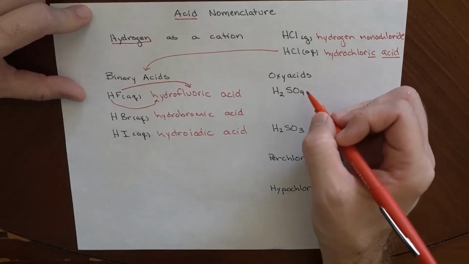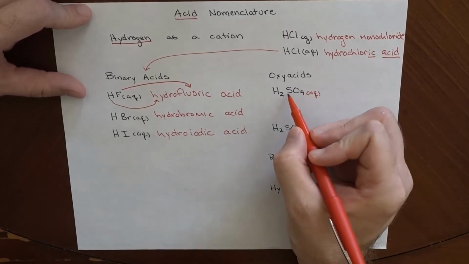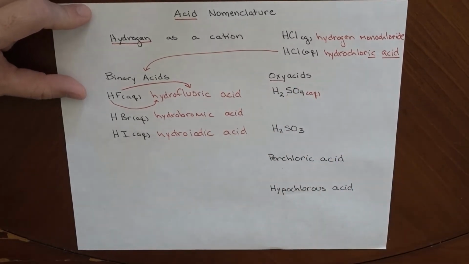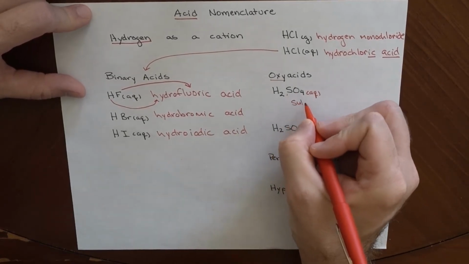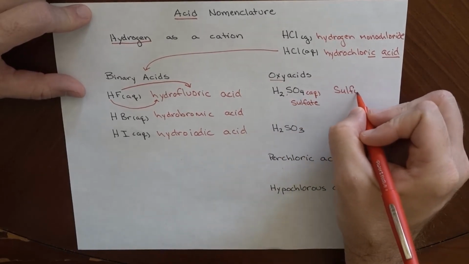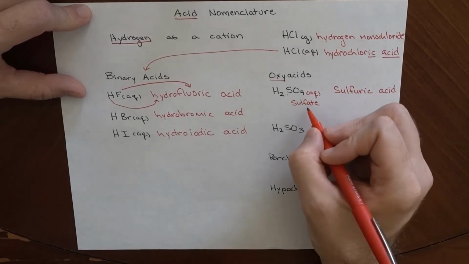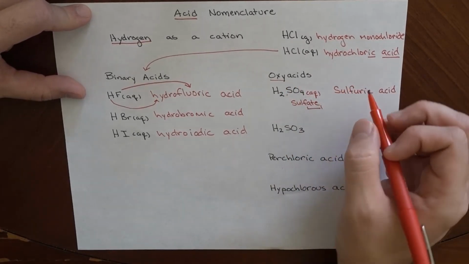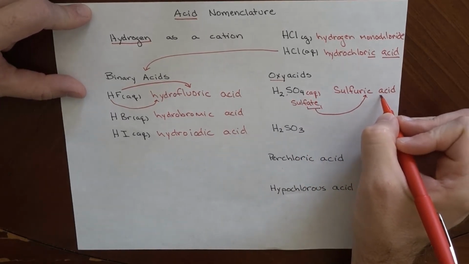Oxyacids, on the other hand, are where hydrogen again is acting like it's a cation. It's there as an aqueous, and SO4 is something that contains oxygen, making it an oxyacid. And so this gets the name, well, SO4 here, what is that? That is sulfate. Okay, so this gets the name sulfuric acid. Okay, anything that ends in an ATE in these polyatomic anions, that ATE becomes ic, and then we add acid after it.